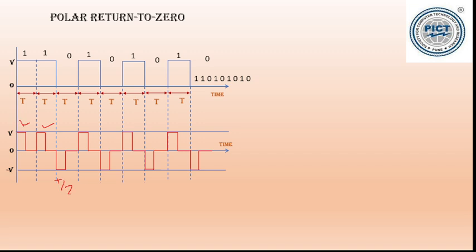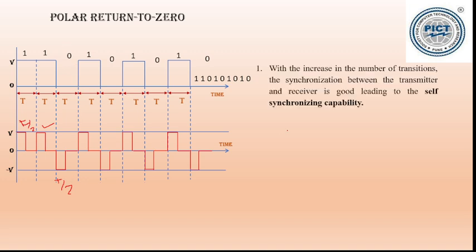This is also for T by 2 period. So plus 1 is plus V for T by 2 and minus 1 is represented for 0 bit, that is minus V volt is represented for 0 bit for the period of T by 2 seconds. With the increase in the number of transitions, the synchronization between the transmitter and receiver is good, leading to self-synchronization capability. So there is an increase in the number of transitions.